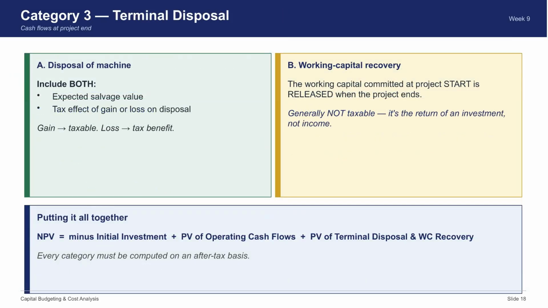At project end, include two cash flows. First, terminal disposal. Salvage proceeds adjusted for tax on gains or benefit on losses. Second, working capital recovery. Release of receivables and inventory generally non-taxable. Together, NPV equals minus initial investment plus PV of operating cash flows plus PV of terminal disposal and WC recovery.